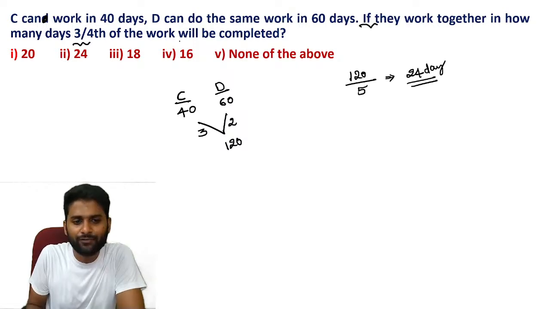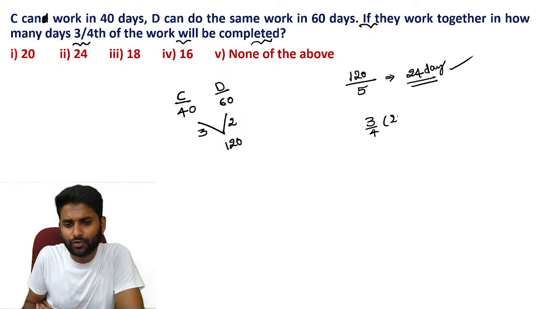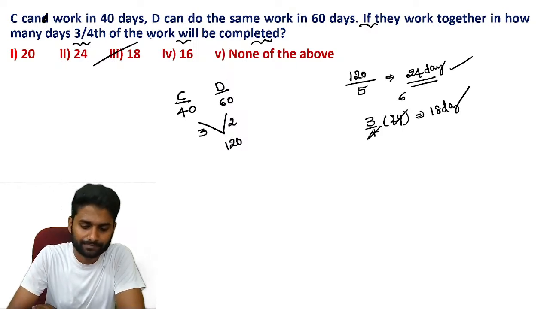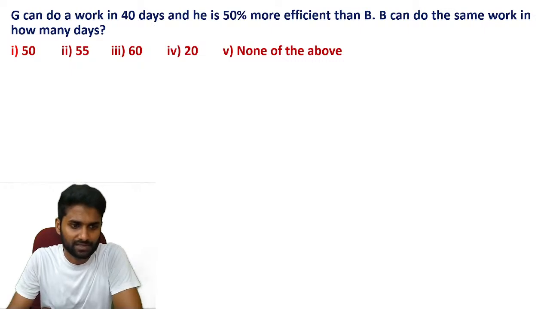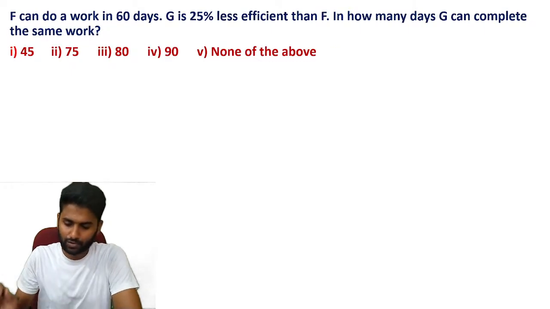But here 3/4 of the work will be completed. For a full work, it takes 24 days. For 3/4 of the work, it takes exactly 18 days, that is 6 times 3. Go through this question.